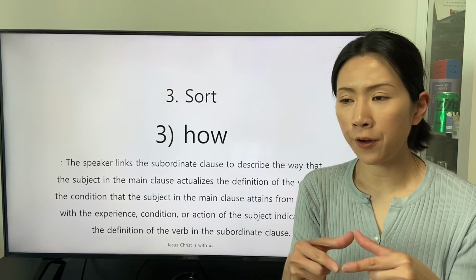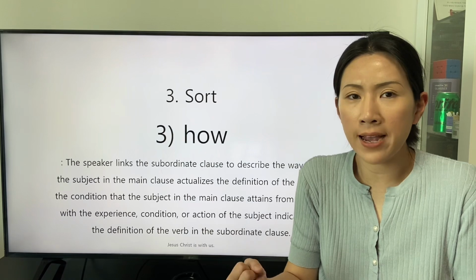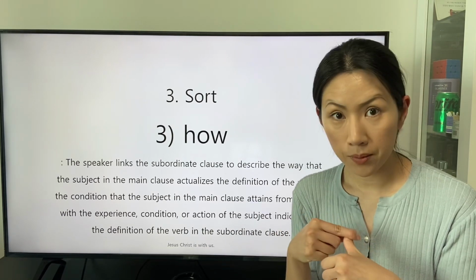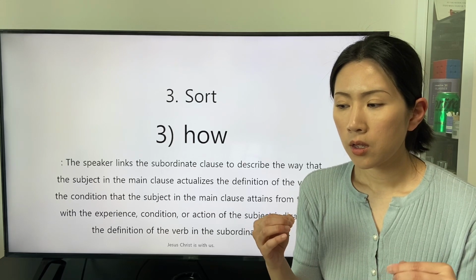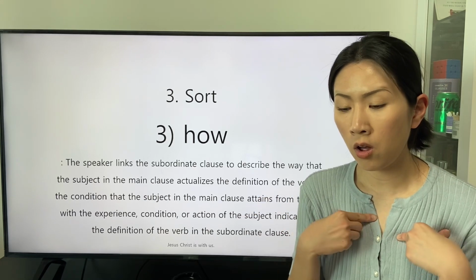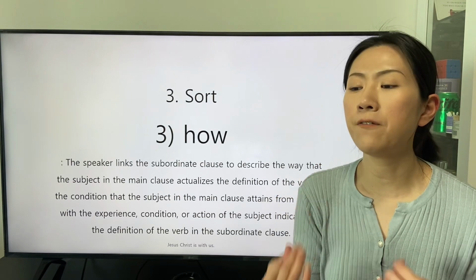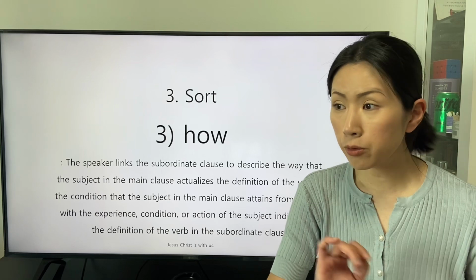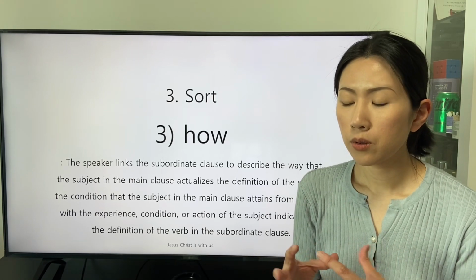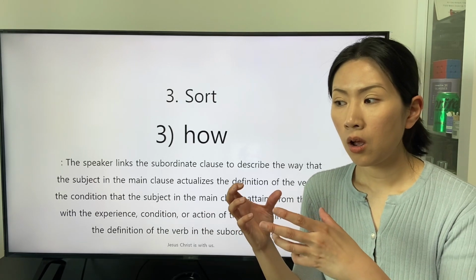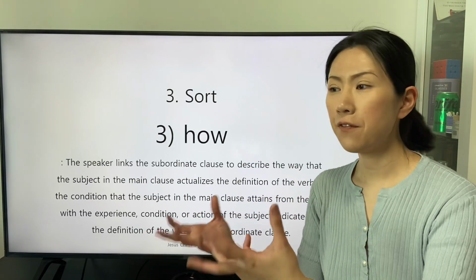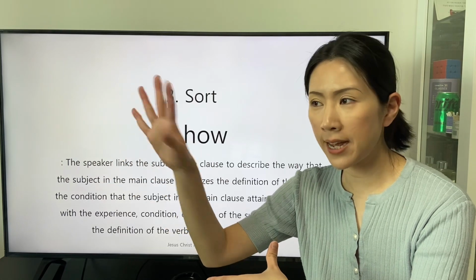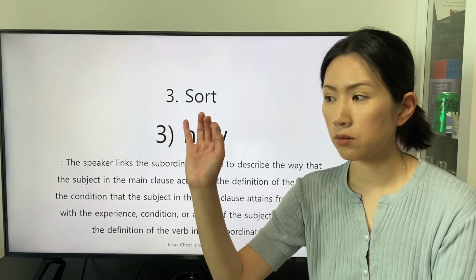The subject of the subordinate clause actualizes the definition of the verb with the way. And the subject of the subordinate clause linked by the relative adverb how attains a certain condition from the way that the subject actualizes the definition of the verb.